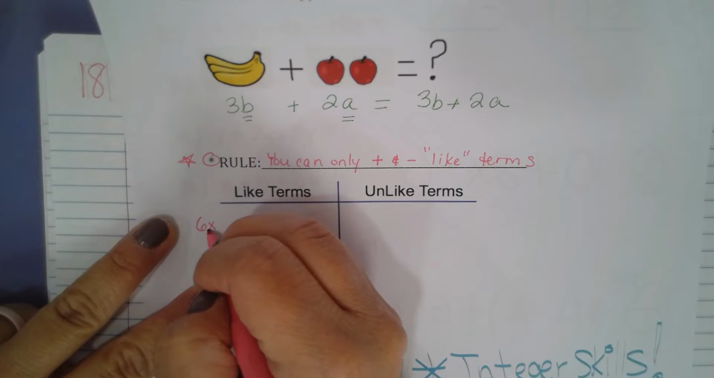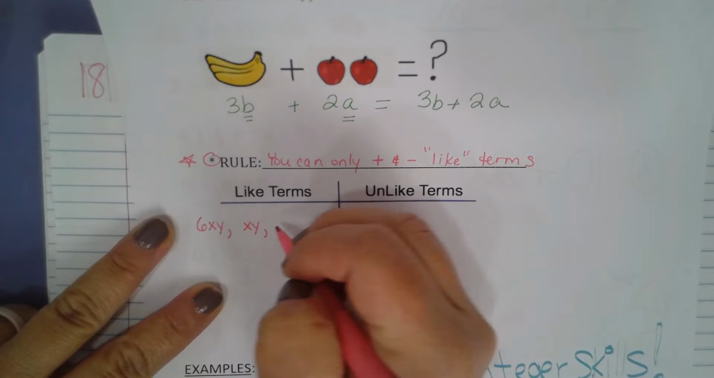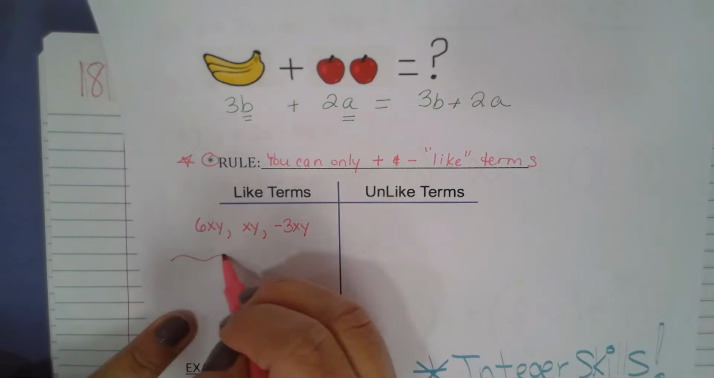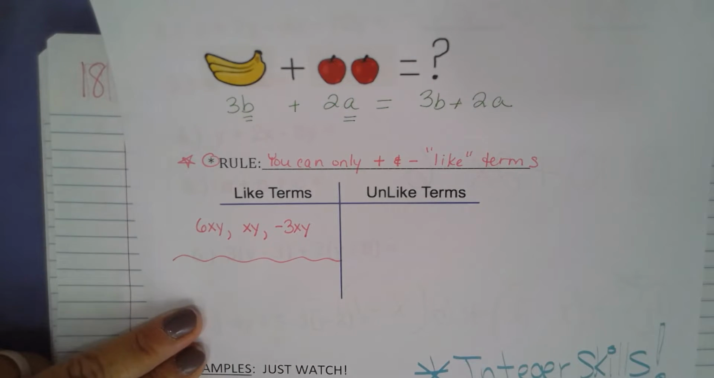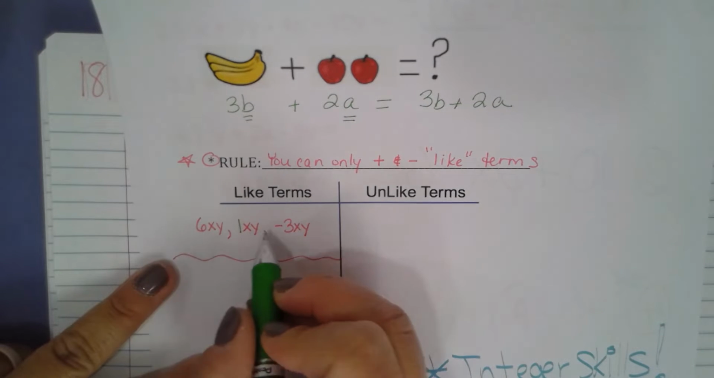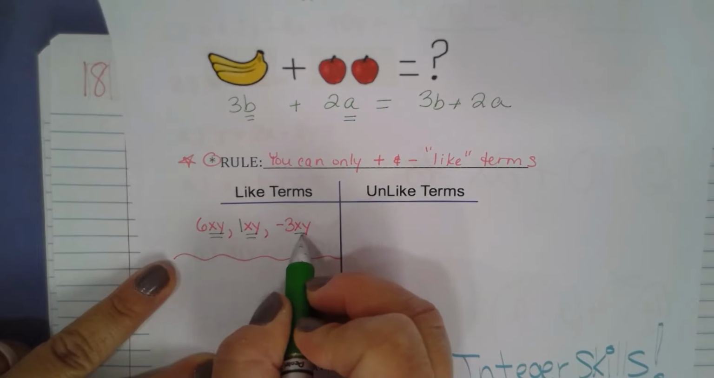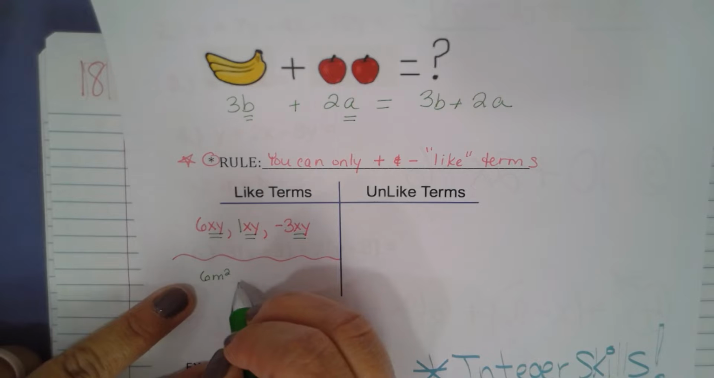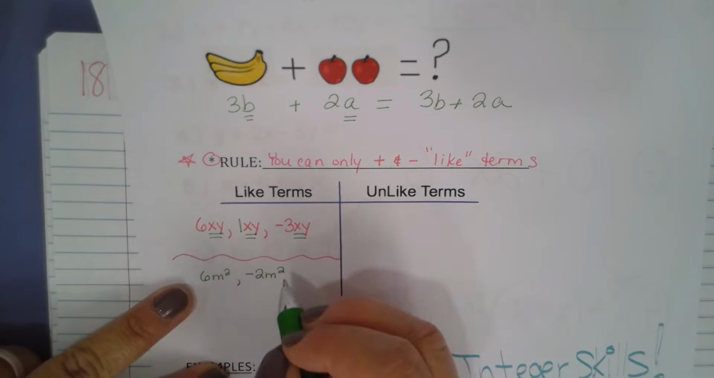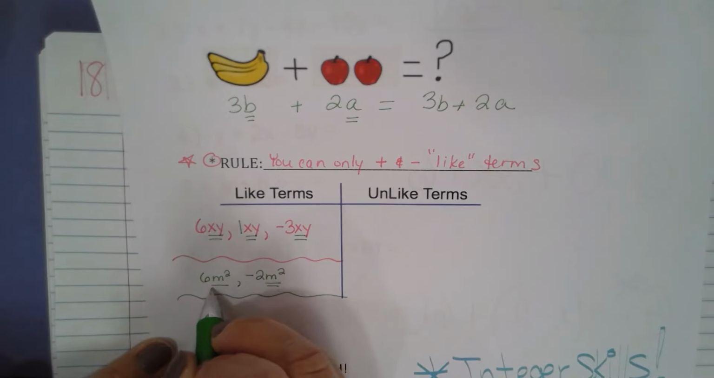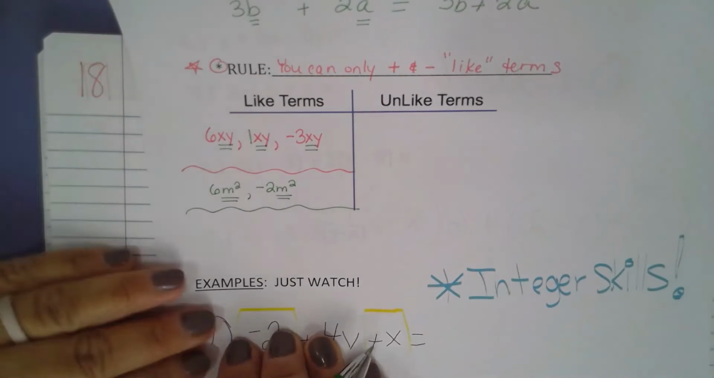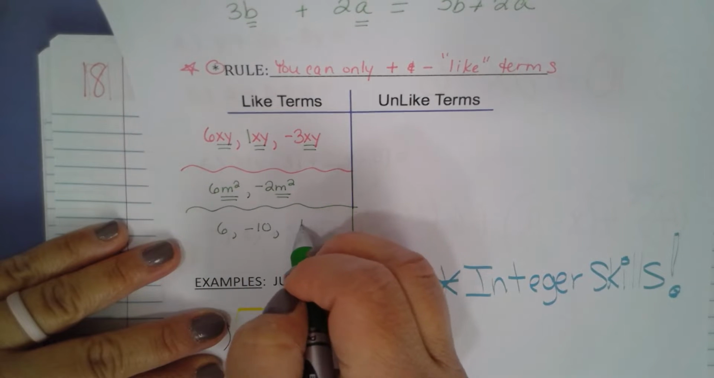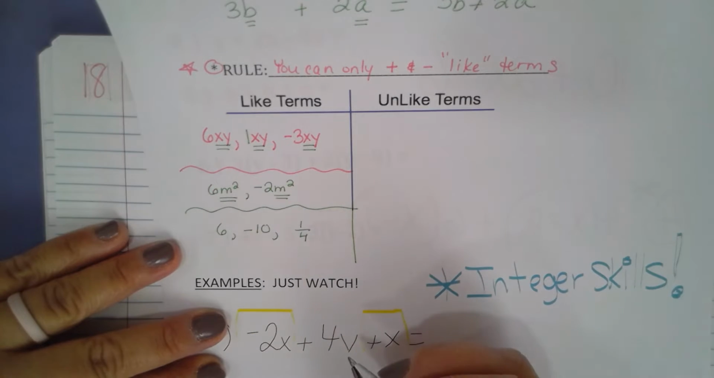Let's say 6xy, xy, negative 3xy. Those would be an example of all like terms. Now, the coefficients are different, right? This one has an imaginary 1. The coefficients are different, but notice they all have an xy, and that's what makes them like. Another example could be 6m squared and negative 2m squared. They both have an m squared. They have to be identical. And one more example of like terms could be just regular numbers, integers, fractions with no variable.